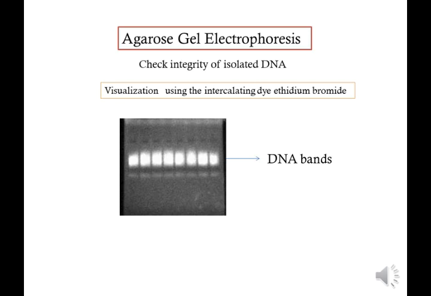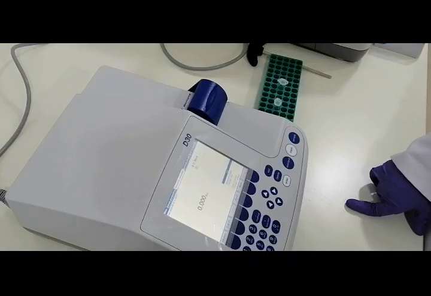The integrity of isolated DNA is checked using agarose gel electrophoresis. The samples are run using 1% agarose gel. The bright bands indicate the DNA. Addition of ethidium bromide enables visualization of DNA. Ethidium bromide, shortly called EtBr, is an intercalating dye. It intercalates between the grooves in the DNA double helix. When the gel is illuminated under UV light, the DNA can be seen as bright bands.